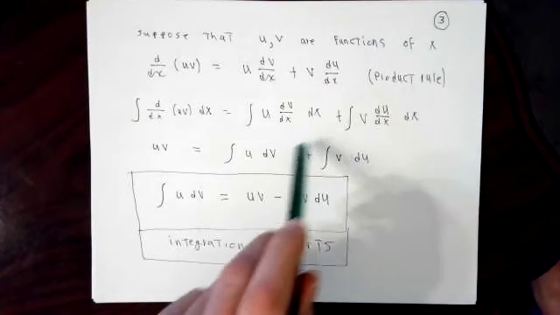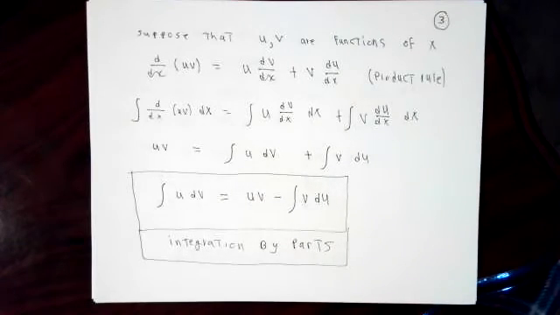If you subtract this last quantity from both sides, you find out that the integral of u with respect to v is u times v minus the integral of v with respect to u. This is called the integration by parts formula, and it seems to be completely crazy when you look at it.